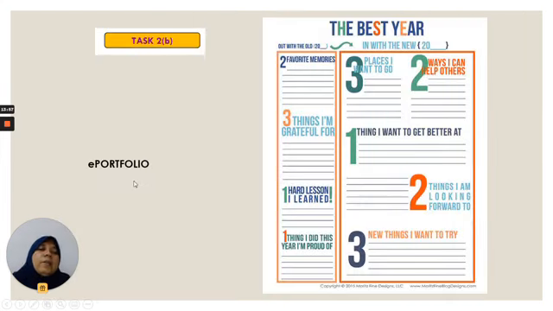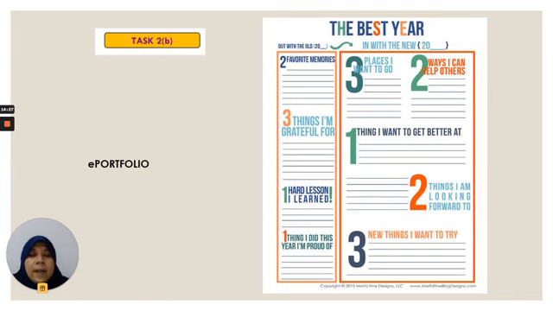Seterusnya bolehlah kita buat lagi satu, iaitu the best year. Ini adalah comparison, ini adalah yang lama dan ini adalah yang baru. Contohnya you need to list 2 favorite memories. Ini kalau contohnya you favorite memories adalah bila you kawan ke apa ke, 3 things I'm grateful for. 3 perkara yang saya bersyukur. Apa 3 perkara yang anda bersyukurlah.